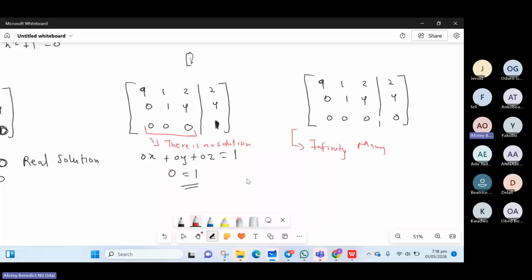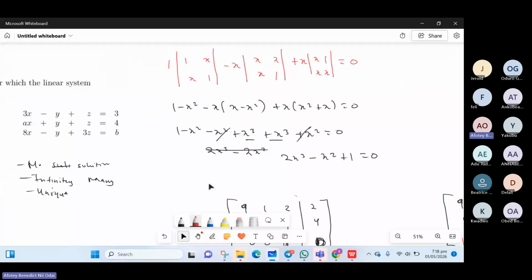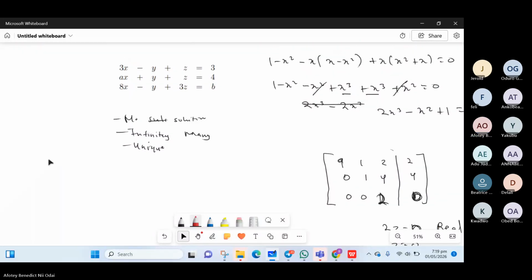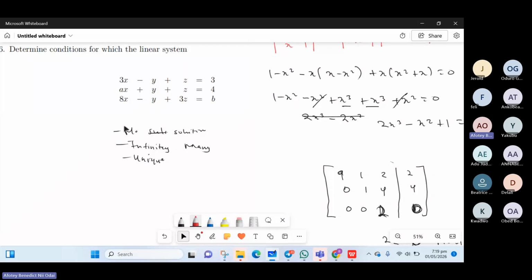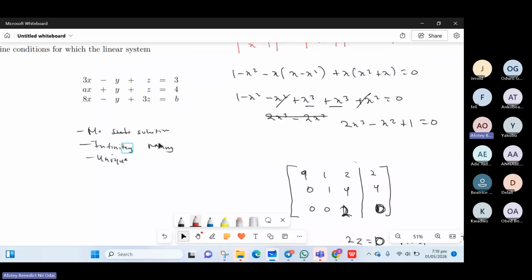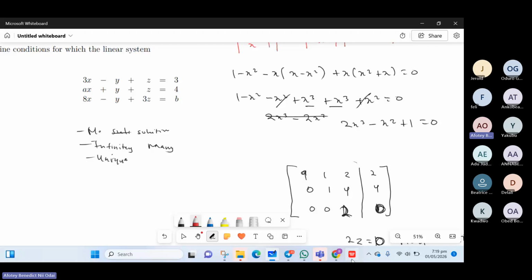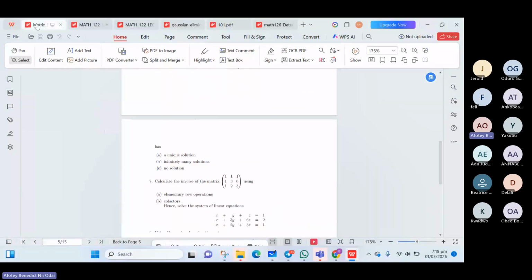Right. So with this concept that we have, let's go back to our question. Let's not forget the question that we are solving. We've been asked to solve this when there is no solution, there is a unique solution, and also there is infinitely many solutions. Now, the order that they wrote this question in, let's see if I can get the question again. Let's see where's the question.